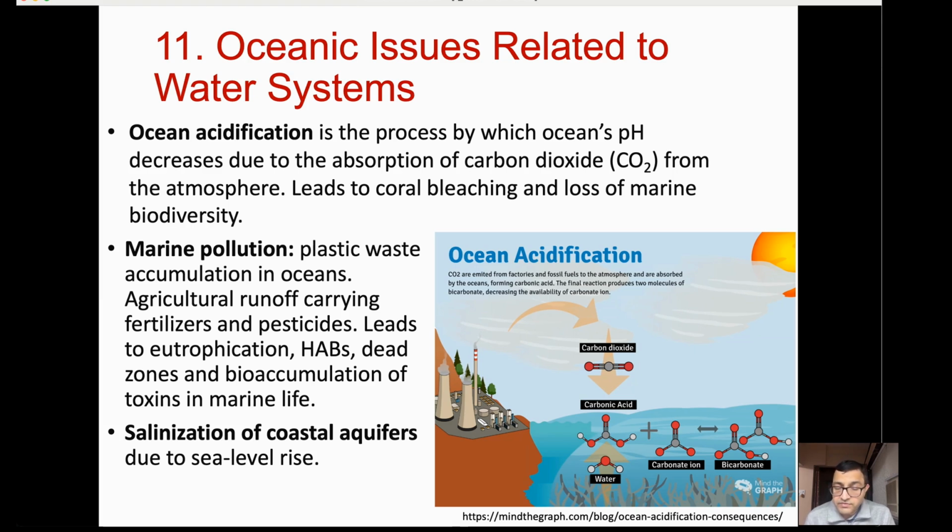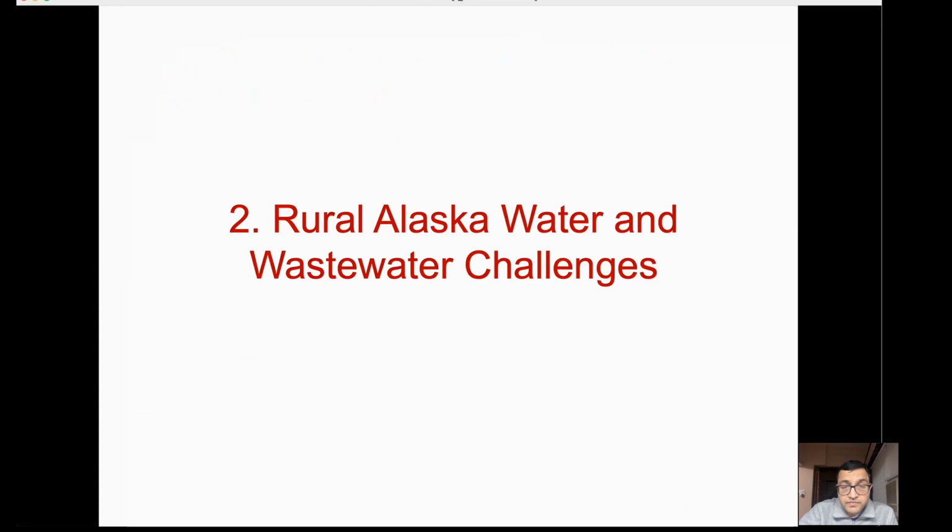So it's a trickle-down effect that all that pollution, all that contamination and pollutants that have been created, end up a lot of times in the oceans. Another less talked about issue is the salinization of coastal aquifers. There are a lot of aquifers near the coasts. They are becoming more and more salinized due to sea level rise, which makes it harder to use them for water use and water consumption.